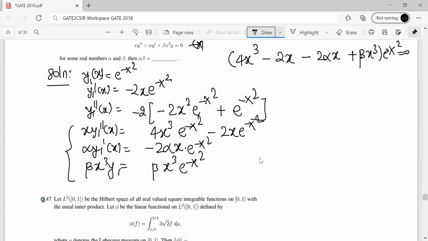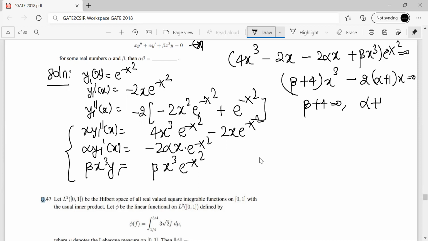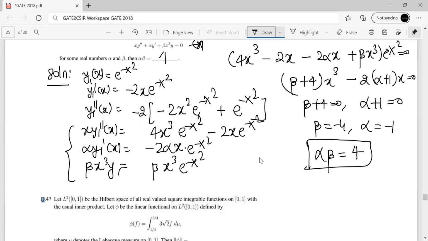Okay, so now just equate the coefficients. So (b plus 4) into x cube, minus 2 times (alpha plus 1) into x equal to 0. Okay, so this is a polynomial equated with 0. So this implies b plus 4 is 0 and alpha plus 1 is also 0. So this implies beta equal to minus 4 and alpha equal to minus 1. So alpha into beta will be 4. So the answer is 4.